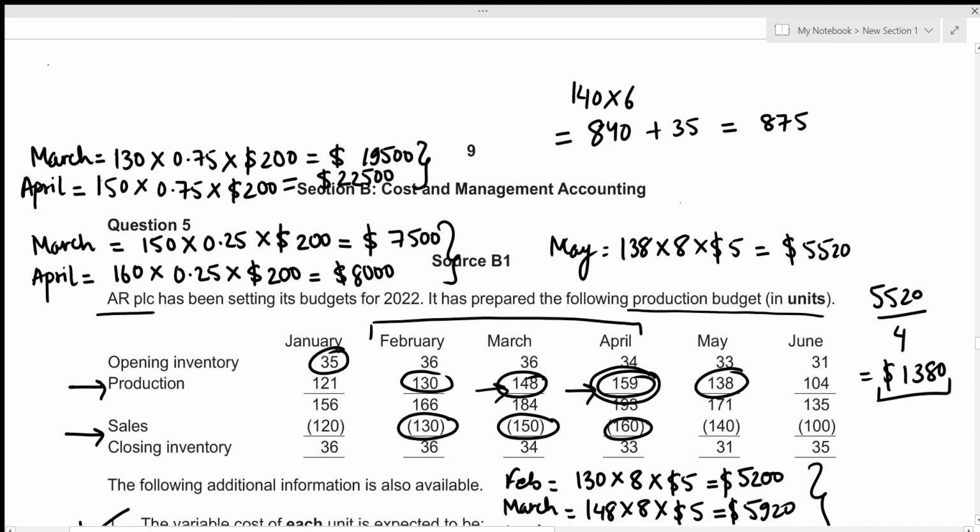So that's 120 plus 130 plus 150 plus 160 plus 140 plus 100. This gives the total sales for the first 6 months of 2022 to be 800 units. So even if we restrict the production to 140 units, we can easily sustain our sales of 800 with the available units of 875. Let's write it down.